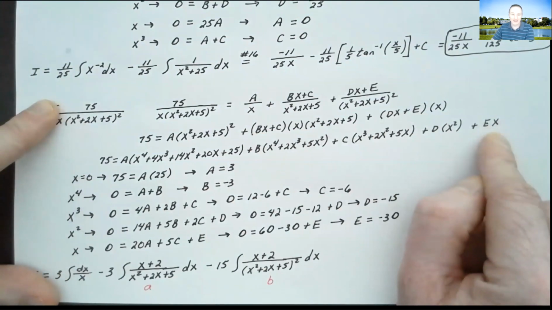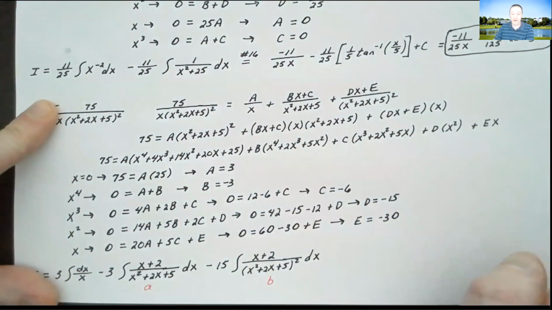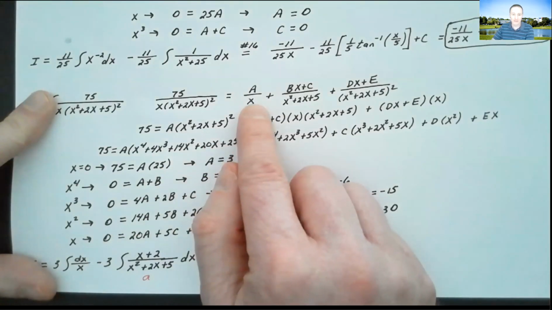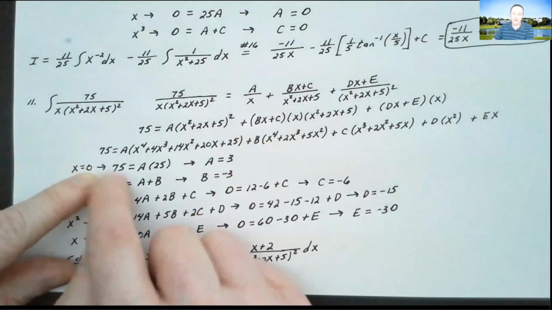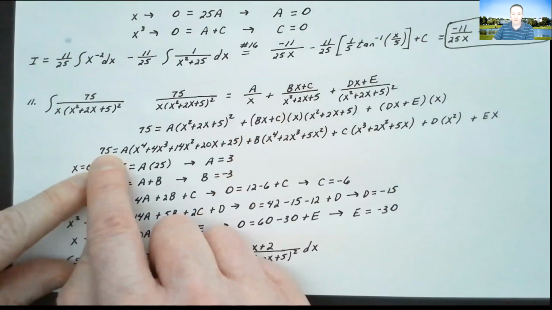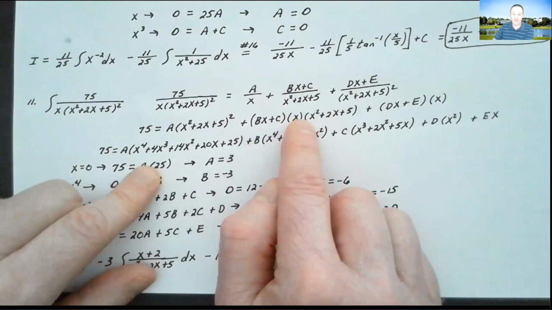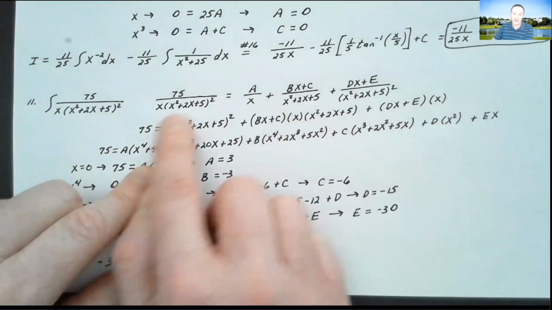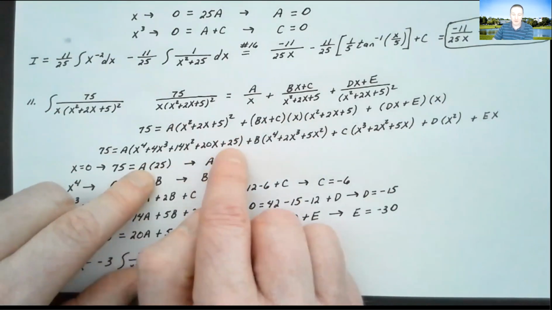Now that I have that in there, I need to figure out what the values of A, B, C, D, and E are. So the first one, I can figure out A by setting x equal to 0. That's precisely what I did. When x is 0, your left-hand side is still 75. Your right-hand side, you would have B and C multiplied by a factor of 0, D and E multiplied by a factor of 0. The A, whether you look at it up here or down here, you can see A is just going to be multiplied by 25.